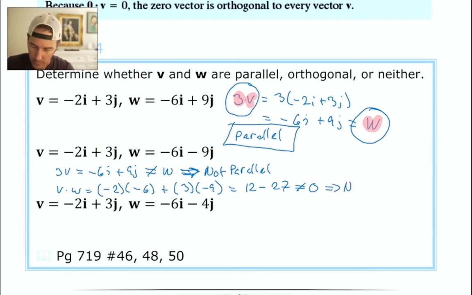However, not orthogonal. Ugh. I said I was going to keep using that. Orthogonal? Orthogonal. Okay. Not parallel and not orthogonal, therefore our answer for this one is neither.